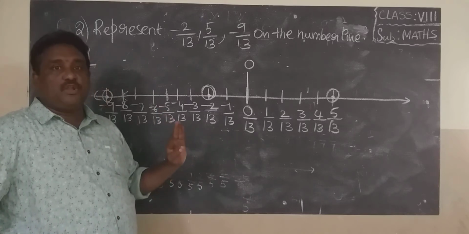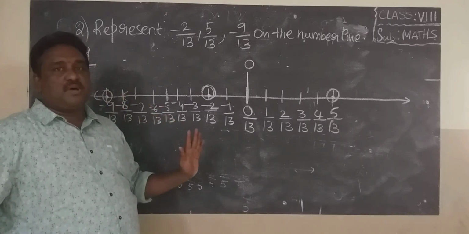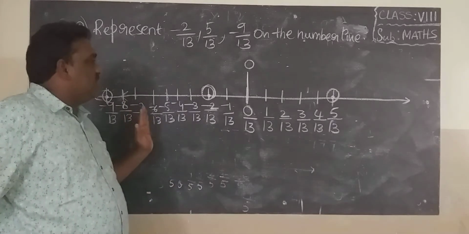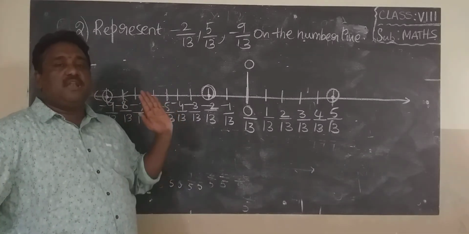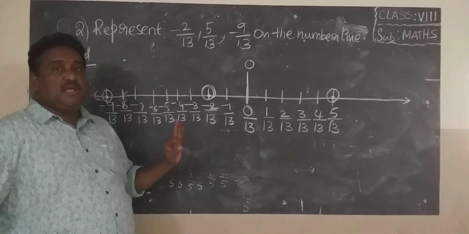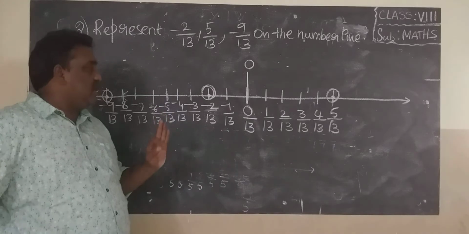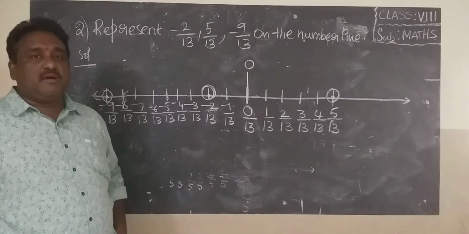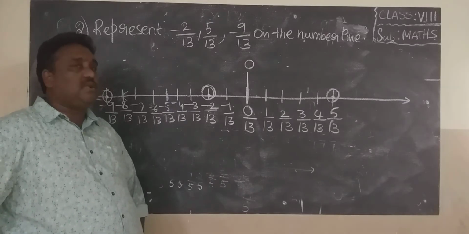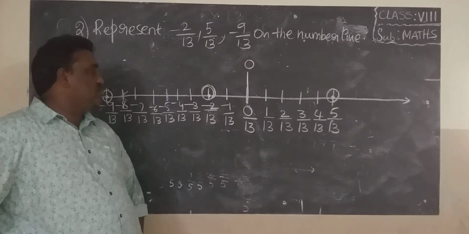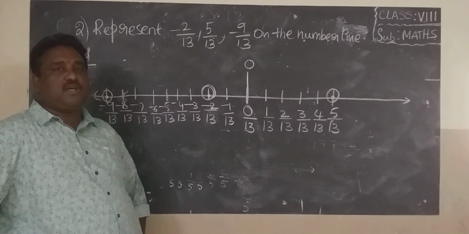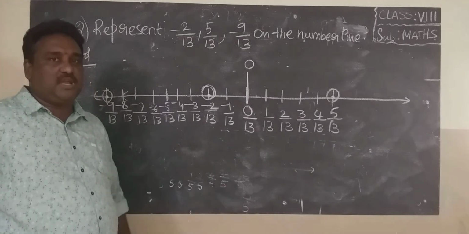Middle number is 0. Left side negative numbers, right side positive numbers. Left side till minus 9, right side till plus 5. Then what is the denominator? 13. Then divide every number by 13. So the first one becomes 0 by 13, it is 0. Second one minus 1 by 13. Next one minus 2 by 13. We want that one, so keep a dot and round it. That one represents minus 2 by 13.